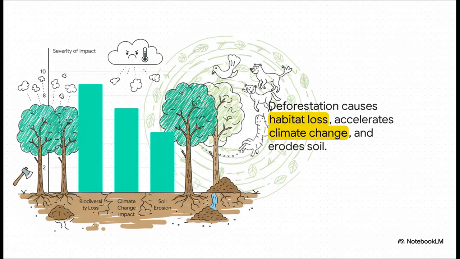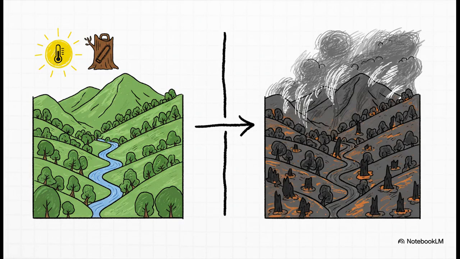Just look at the impacts here. When forests go, we lose habitats, which leads to a huge loss in biodiversity. We lose one of the planet's biggest sponges for carbon, which just speeds up climate change. And we lose the very tree roots that hold our precious topsoil in place. And listen, this isn't some abstract, far-off problem. This is happening right now.